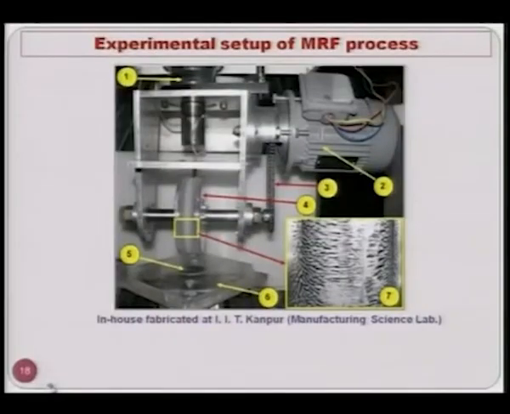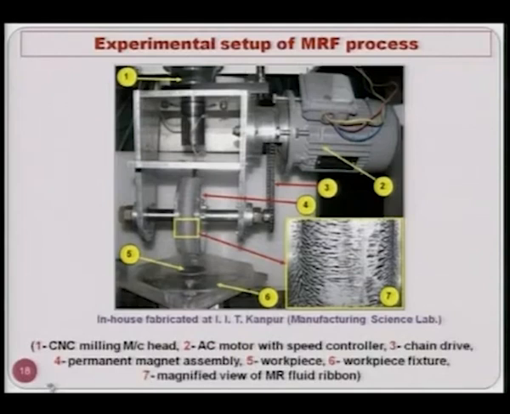This is the experimental setup that was designed and fabricated at IIT Kanpur. You can clearly see the same one which you have seen earlier in the schematic diagram. Number 1 is the CNC milling machine head, which is holding the setup that has been designed and fabricated for converting this CNC machine into a CNC MRF machine.